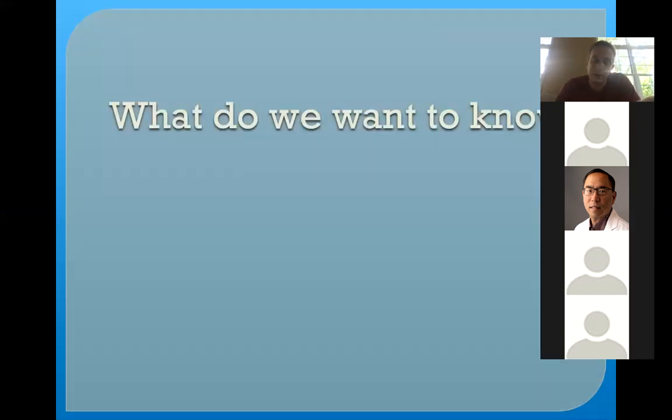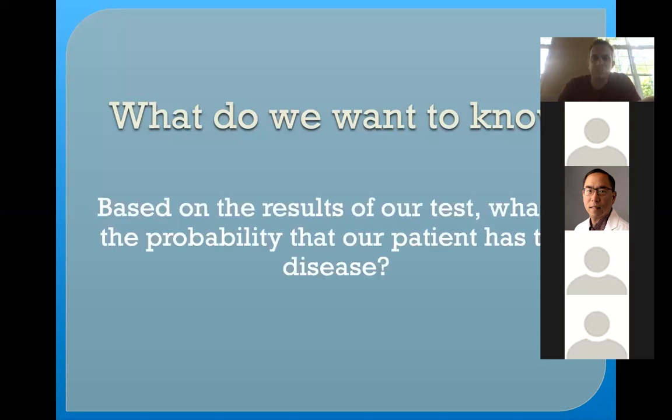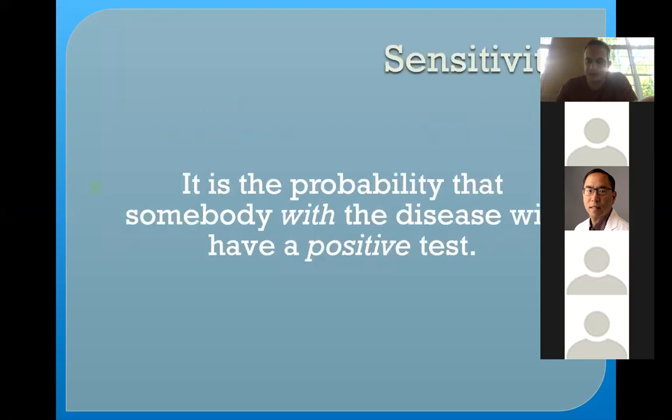Okay, so it either increases or decreases, but what do we really want to know? We want to know, based on the results of our test, what is the probability now that our patient has the disease? So you're right. The test is either going to increase or decrease the likelihood based on the results. So the question now is, what's our probability that our patient has the disease?